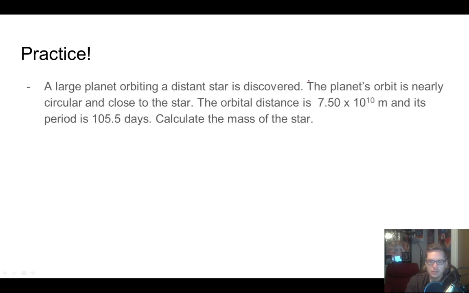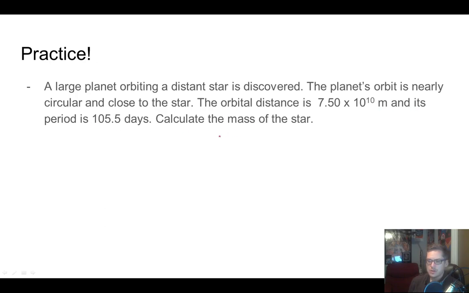All right, so let's do a couple practice problems here. All right, so a large planet orbiting a distant star is discovered. The planet's orbit is nearly circular. Okay, so that means we can use one of our new formulas here. And close to the star, the orbital distance is 7.5 times 10 to the 10th meters, and its period is 105.5 days.